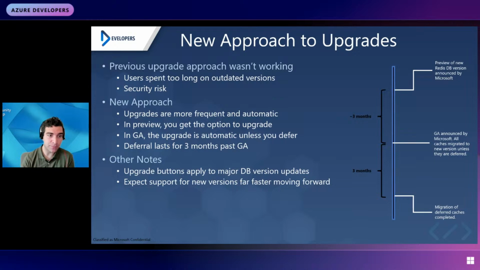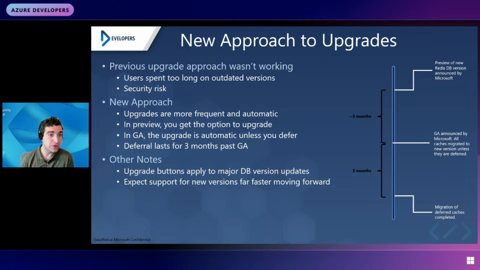And once we declare that preview, you'll have at least 3 months to manually upgrade. Like we won't upgrade for you, you can manually upgrade. And then after 3 months plus, we'll declare GA once it's stable, and then migrate everybody except people who have deferred. And then at least 3 months after that, we'll migrate people who have deferred. So it's kind of a staged approach that we're doing moving forward.